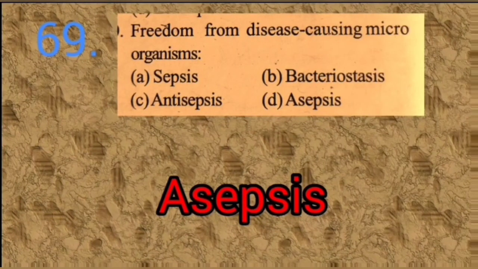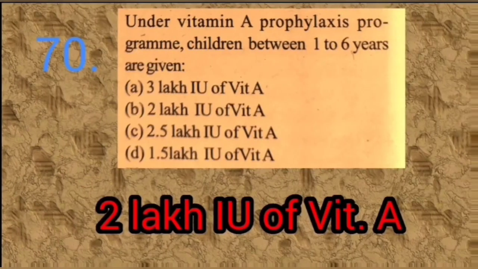Freedom from disease causing microorganisms. Options: A, sepsis; B, bacteriostasis; C, antisepsis; D, asepsis. Freedom from disease causing microorganisms is asepsis. Option D is right.